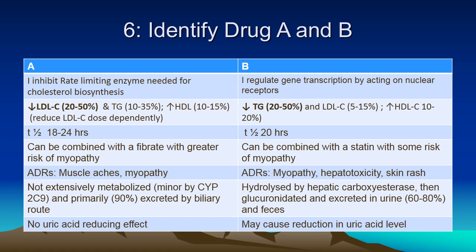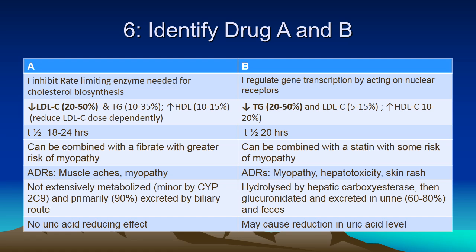The last one is drug A versus drug B. Drug A inhibits the rate-limiting step or enzyme needed for cholesterol biosynthesis, whereas drug B regulates gene transcription by acting on nuclear receptors. The characteristic impact on lipid profile is reduction in the LDL cholesterol and triglycerides, increase in HDL. Comparatively, drug B markedly reduces triglycerides and LDL cholesterol and some increase in the HDL. Both have a longer half-life, so given once daily.